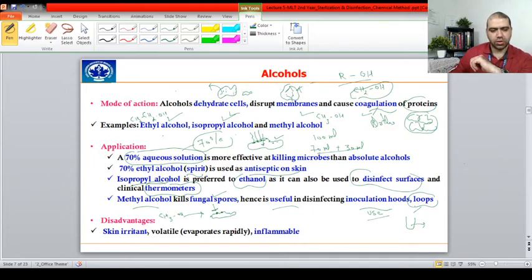Okay, so what are the disadvantages of these alcohols? They can be irritating to your skin, they evaporate very fast, and they can be inflammable. So this is one of the most important disadvantages of alcohols, and you need to be very careful.